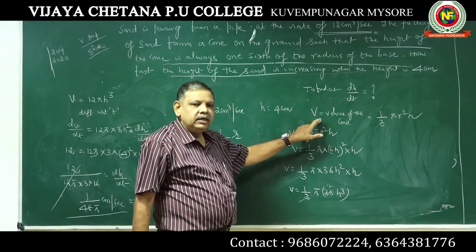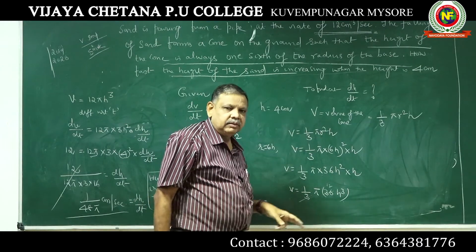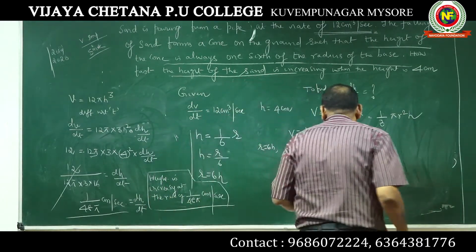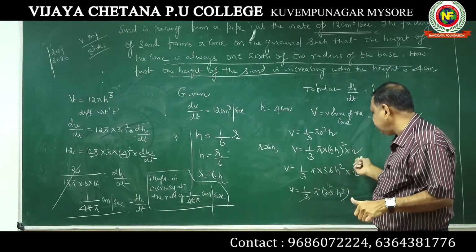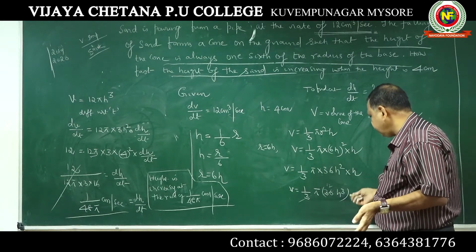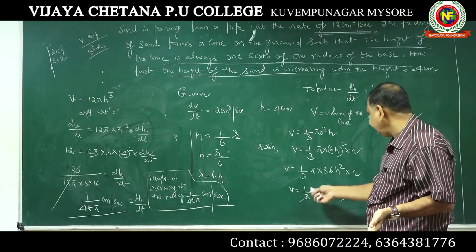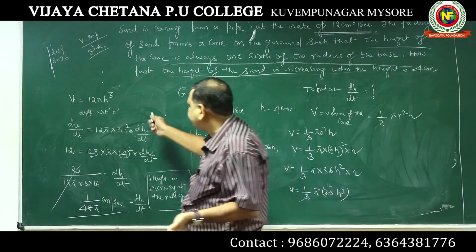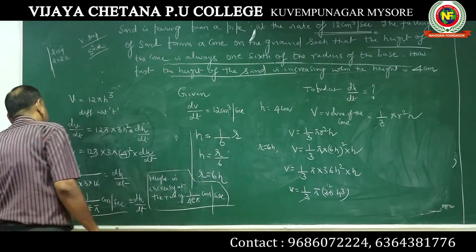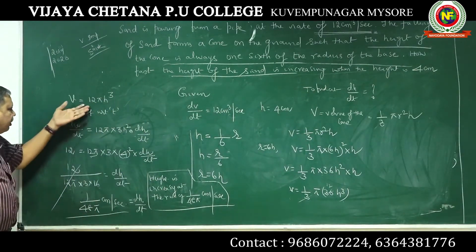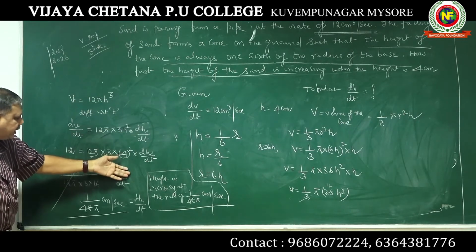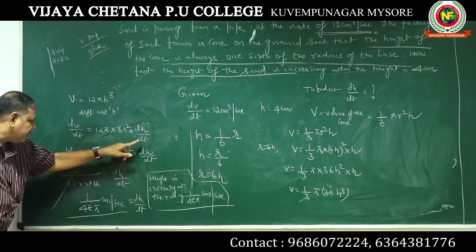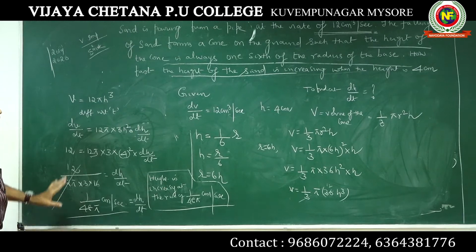Use the formula V is equal to one-third pi r squared h. You must know this formula well. Substitute r in terms of h. You have substituted, worked it out, and you got V is equal to 12 pi h cube. If you differentiate this, dV by dt, 12 pi is a constant, 3h squared dh by dt. Keep dh by dt as it is, and find out 1 by 48 pi.